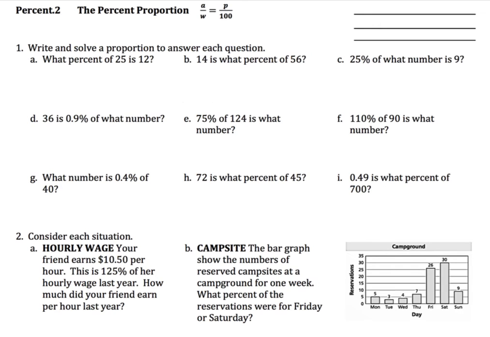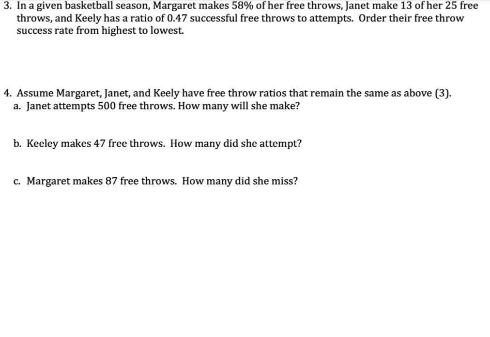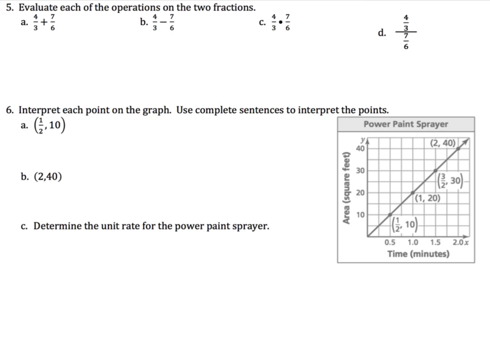Okay, on your practice, looks like number 1, you're going to be just calculating some percents or the missing number. Number 2 are some situation problems. You're just using the percent proportion. Remember the percent proportion's this thing. On number 3, you're given 3 different rates of successful free throws, and you put them in order from the highest to the lowest. On number 4, you're going to use proportional reasoning to answer some questions based on Janet, Margaret, and Keeley from number 3. Number 5, review of doing your arithmetic with fractions.